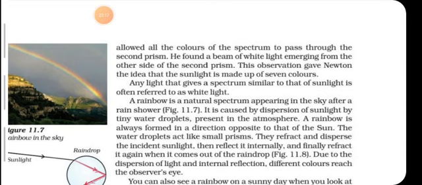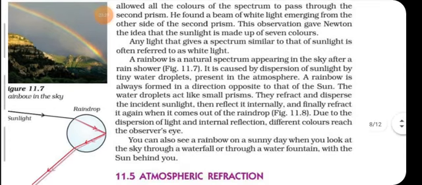This is also known as: write a short note on the formation of a rainbow. I am telling you one more time, please go through that. A rainbow is a natural spectrum appearing in the sky after a rain shower. It is caused by the dispersion of sunlight by tiny water droplets present in the atmosphere. A rainbow is always formed in the direction opposite to that of the sun. This can be asked in the examinations. Please go through this, students.